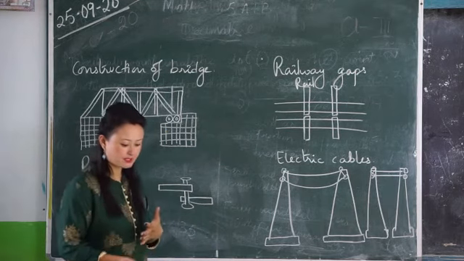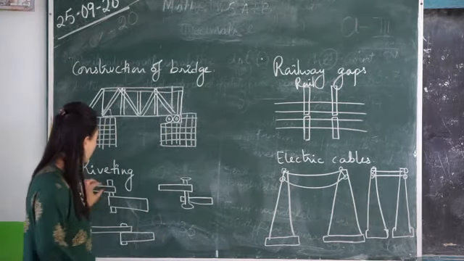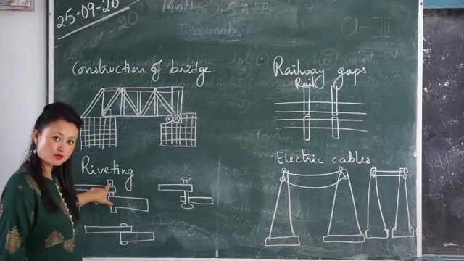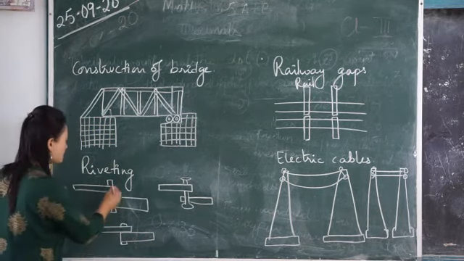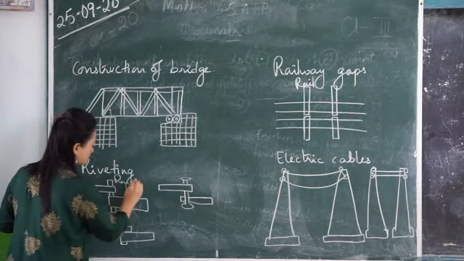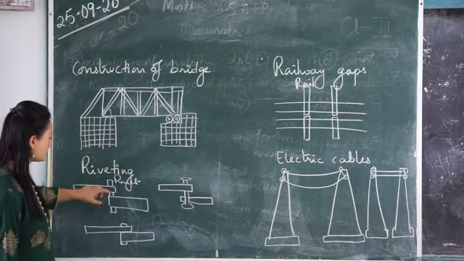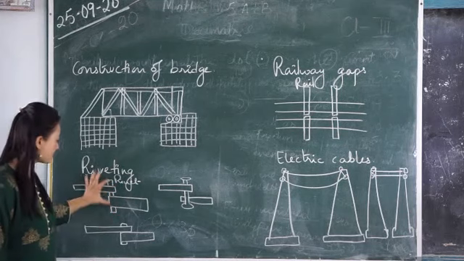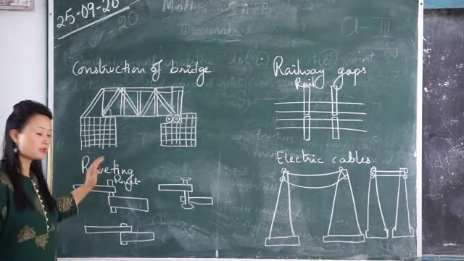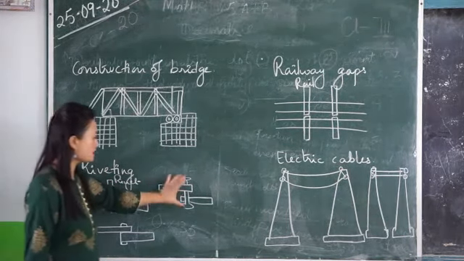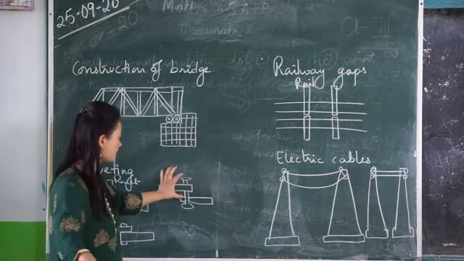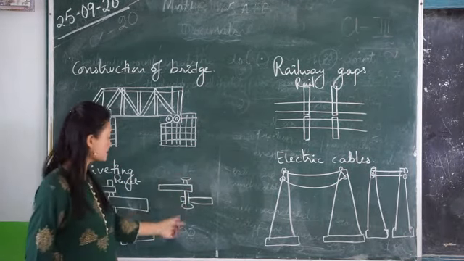First the metals are heated, and then this one is called a rivet. When you want to place two metals together, a hole is made in them, and this rivet is inserted between them. Then you start heating the rivet. When the rivet is very hot, it would look like this.